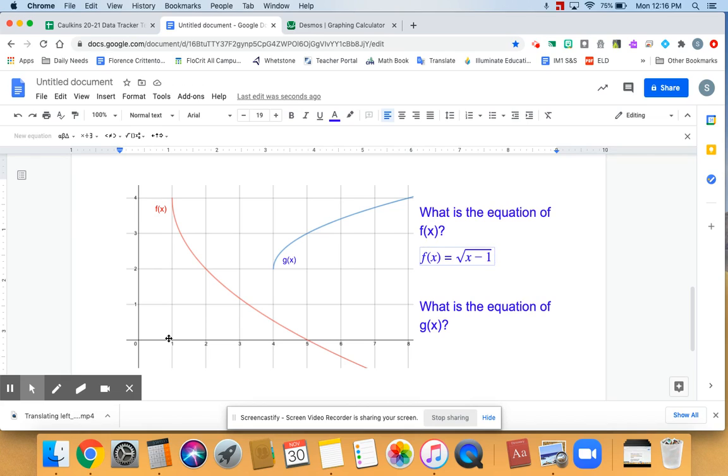But I'm not just going right 1, I'm also going up 1, 2, 3, 4. So how do I write up 4? By writing plus 4 at the end of the equation. So I'm still not done, because just going right 1 and up 4 would make it still go up. It would go over 1, up 1. So to get it to flip over, how do I do that in an equation? I have to put the negative in front.